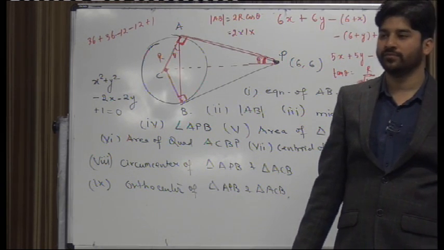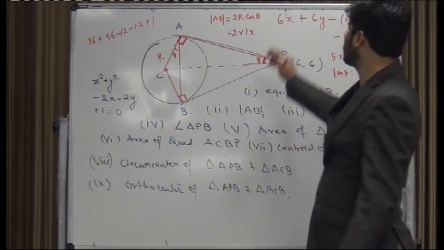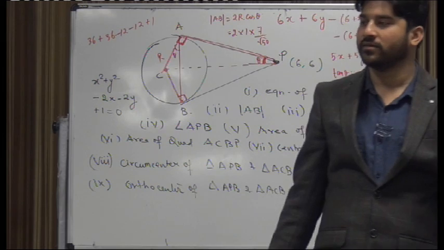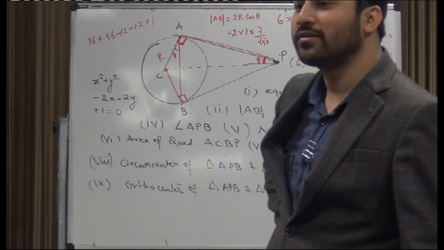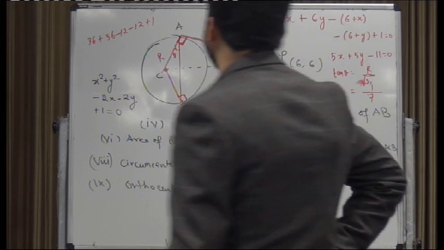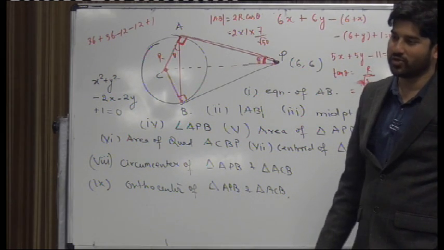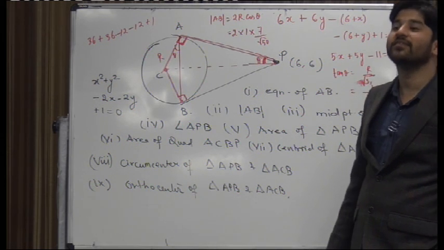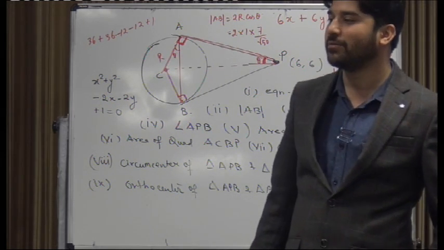So what is cos theta? Tan theta is 1 by 7. What will cos theta be? 7 by root 50, right? Who said 7? Can cos theta ever be 7? Why not? Cos's maximum value is 1. Cos is basically base upon hypotenuse. Base can never be greater than hypotenuse.